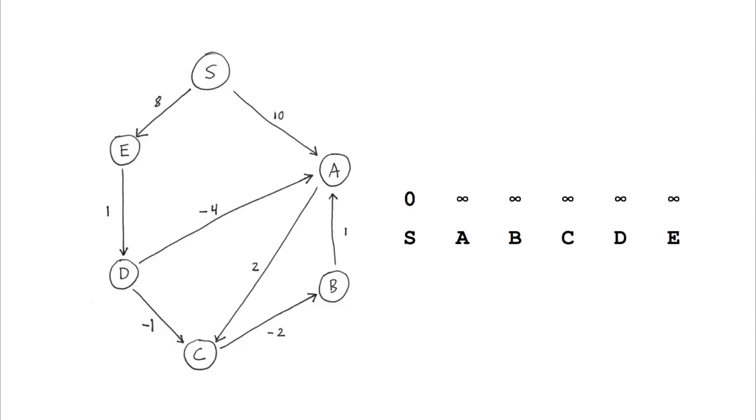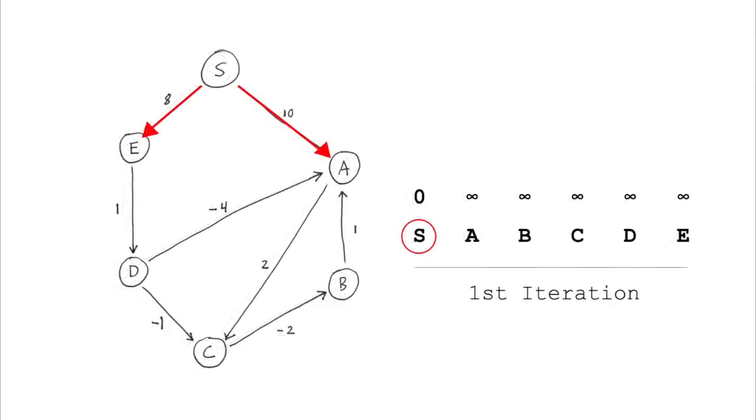Remember I said at each iteration we need to examine all the edges. I think an organized way of doing this is to look at each node one by one and examine its outgoing edges. When we've done this for every node, we're guaranteed to have seen all the edges. In our case, we'll start with S and work our way to the right.